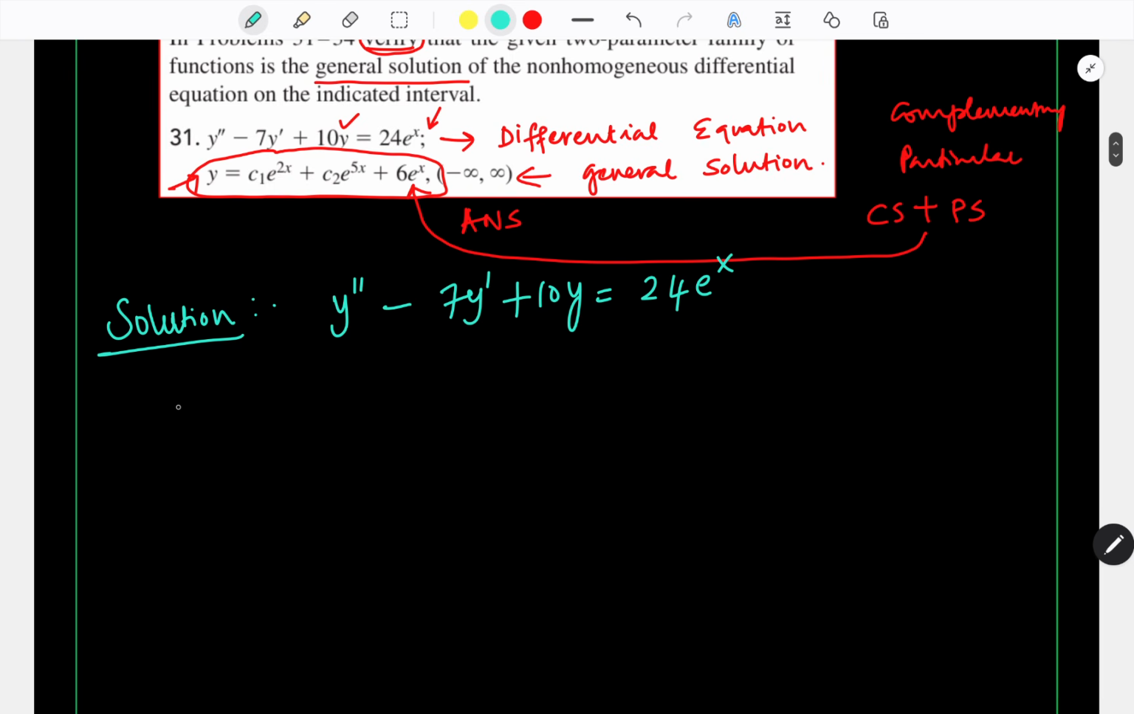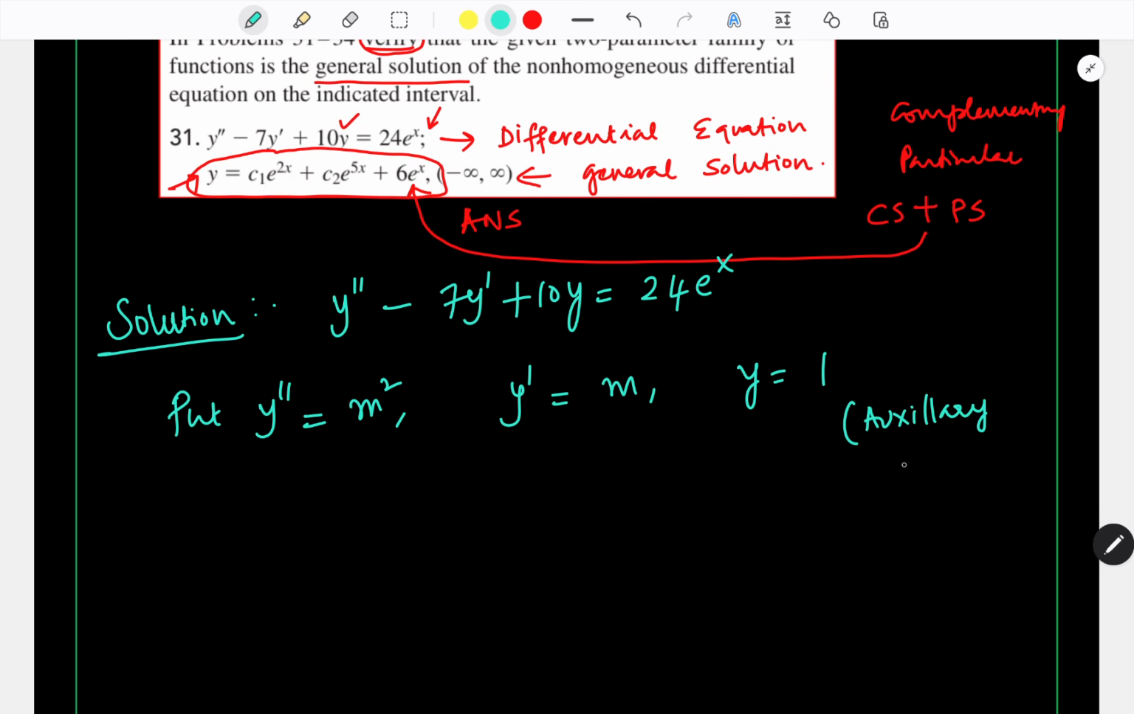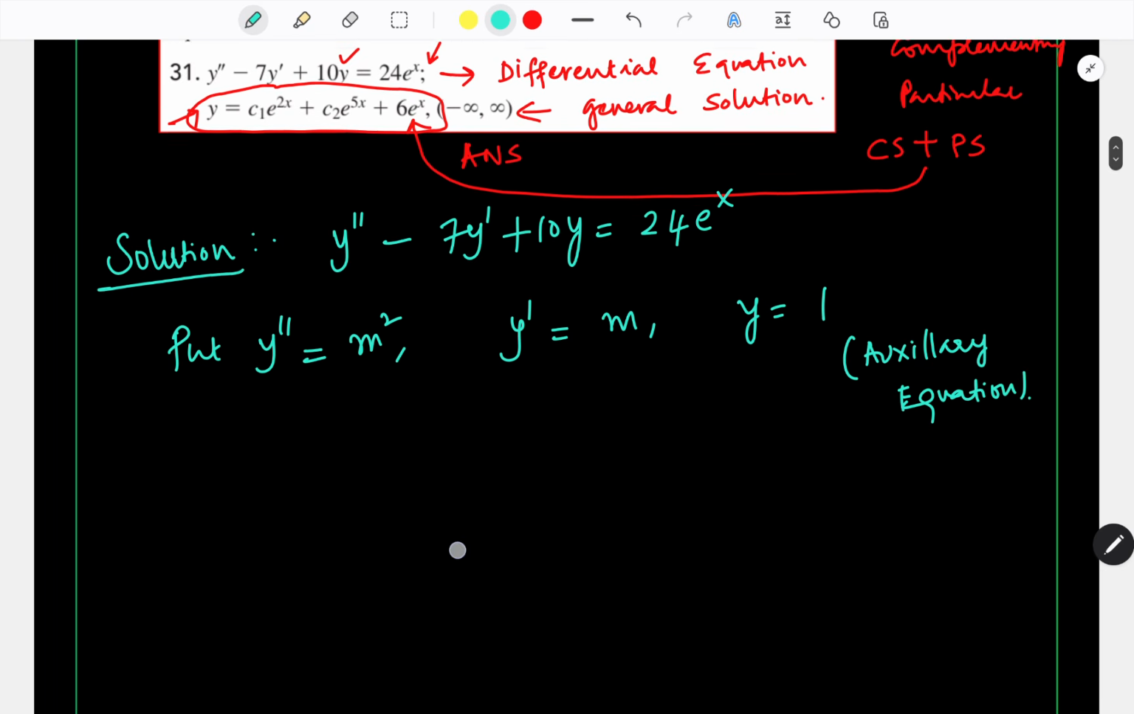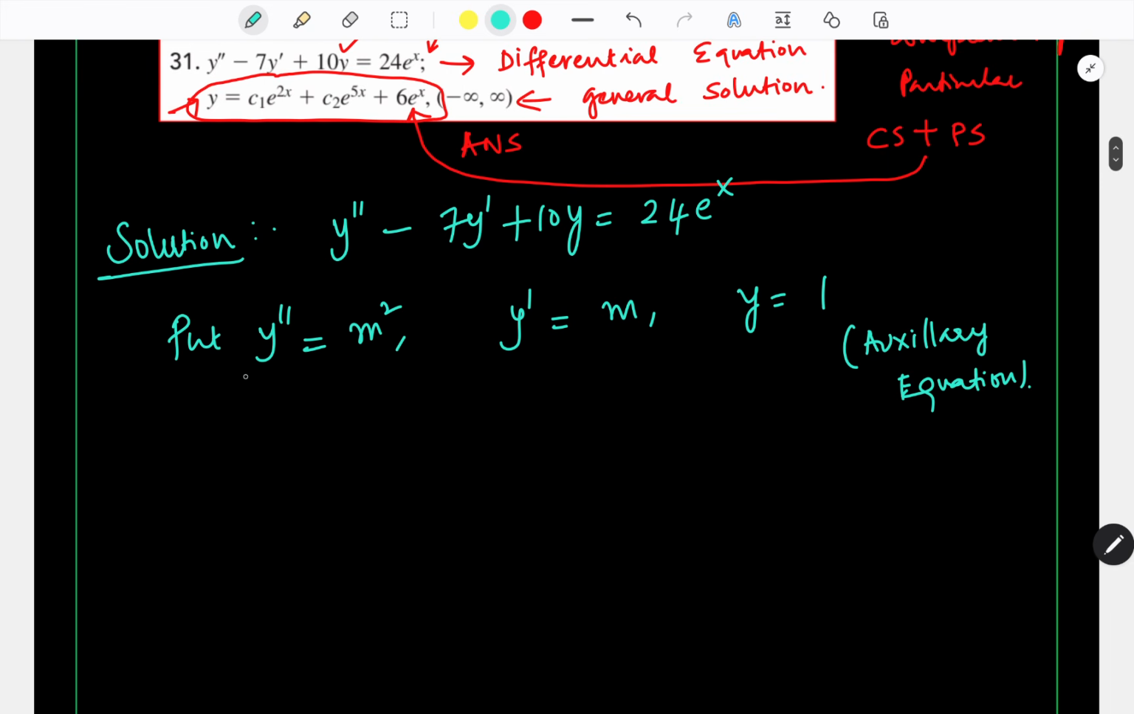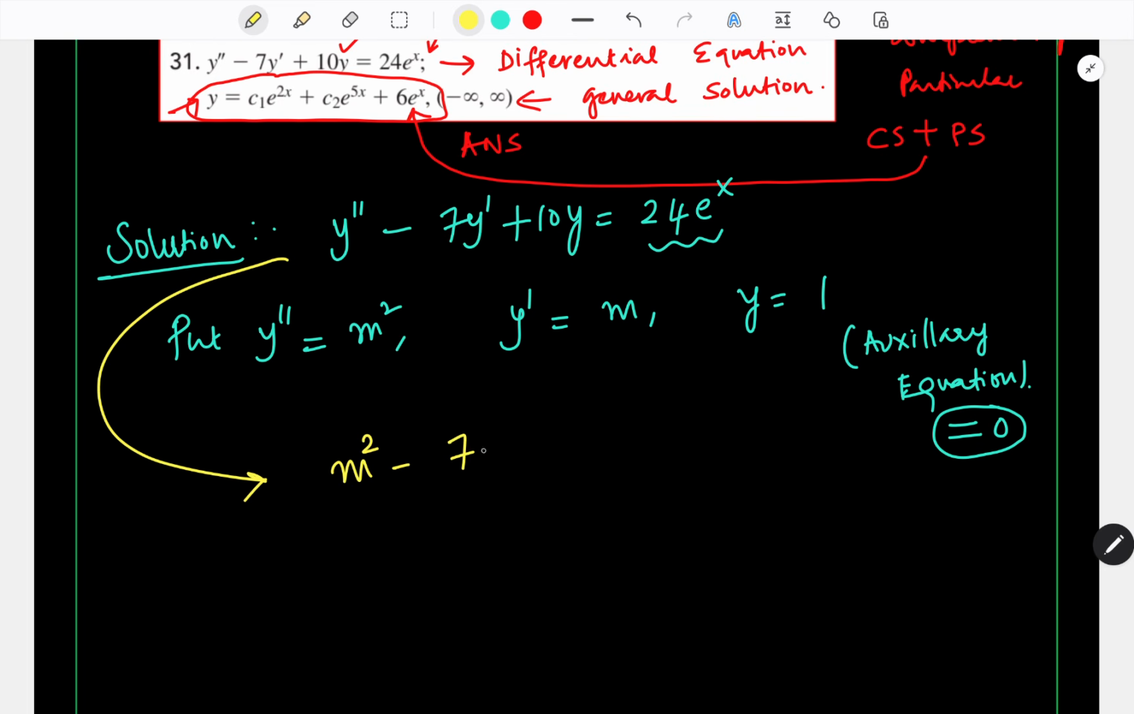What did I say? I said put y double dash equal to m square, put y dash equal to m and y equal to 1. Making it like this in math, we call it the auxiliary equation. Auxiliary means for the time being we are going to use this. When I write the auxiliary equation, the right hand side will be 0. You are not supposed to keep this 24 e power x. Keep that in your mind. So this differential equation becomes m square minus 7m plus 10 equal to 0.